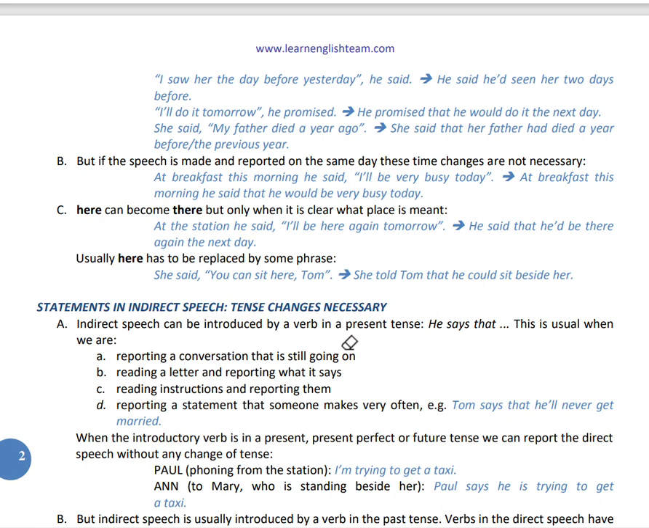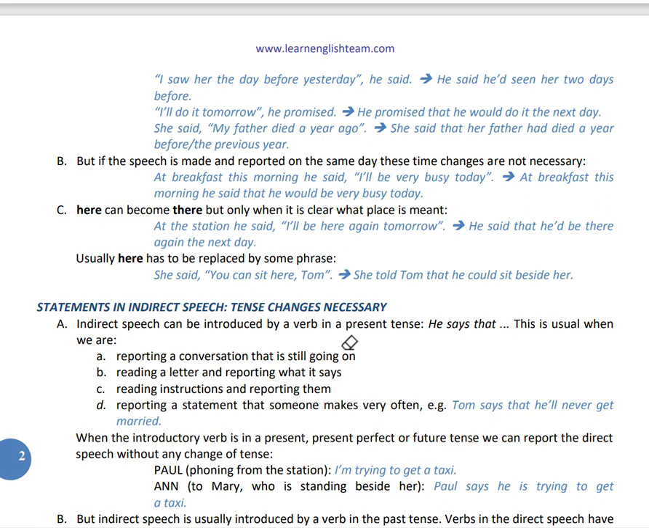Here can become there, but only when it is clear what place is meant. At the station, he said, "I'll be here again tomorrow." He said that he would be there again the next day.